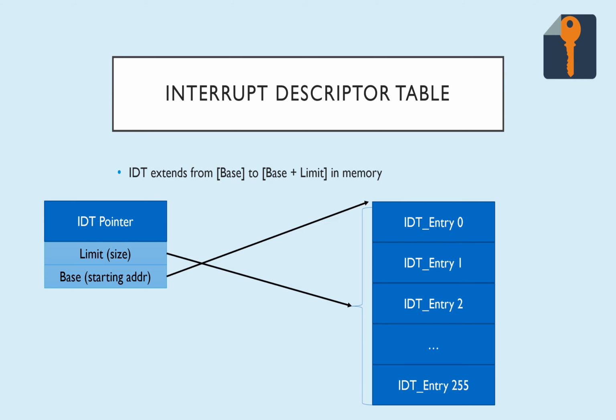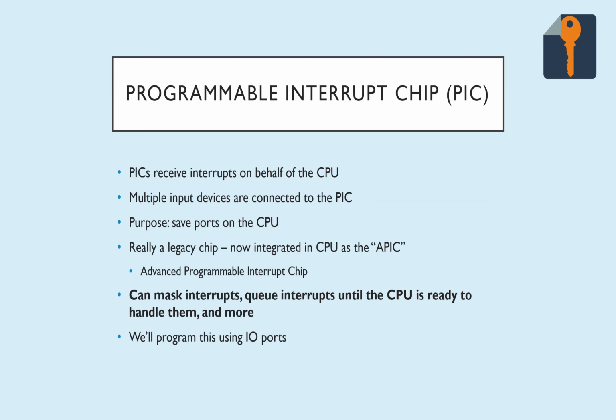So if you multiply by 0, you're just getting entry 0. If you multiply that size by 255, you get the address of where number 255 is. And then the limit just tells you how big it is, where it ends, and that's really all there is to it. Let's also touch on the programmable interrupt chip.